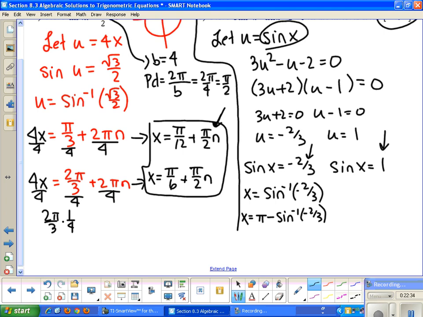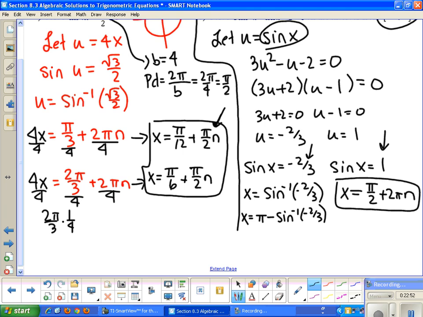Now this one, since it's equal to 1, we only have one solution, and I know this is on my unit circle. So on my unit circle, where is the sine of x equal to a value of 1? At pi over 2 plus 2 pi n. So I have this solution. Now I need to find these two.